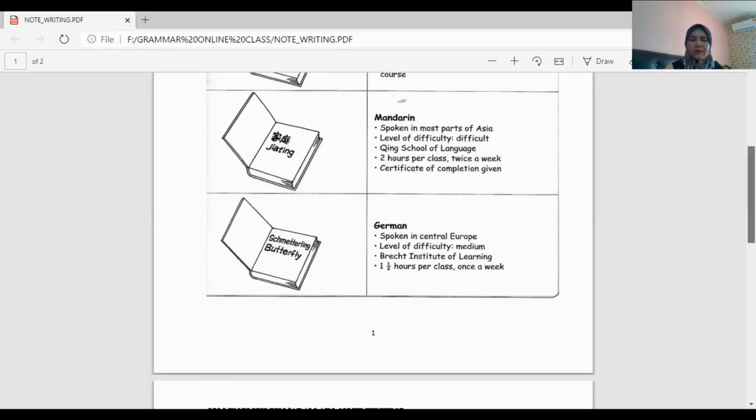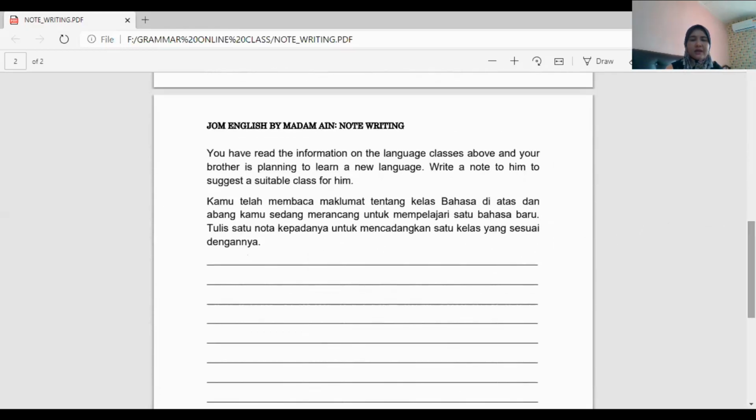Okay, so now let us look at the question given in the instruction. You have read the information on the language classes above, and your brother is planning to learn a new language. Write a note to him to suggest a suitable class for him.